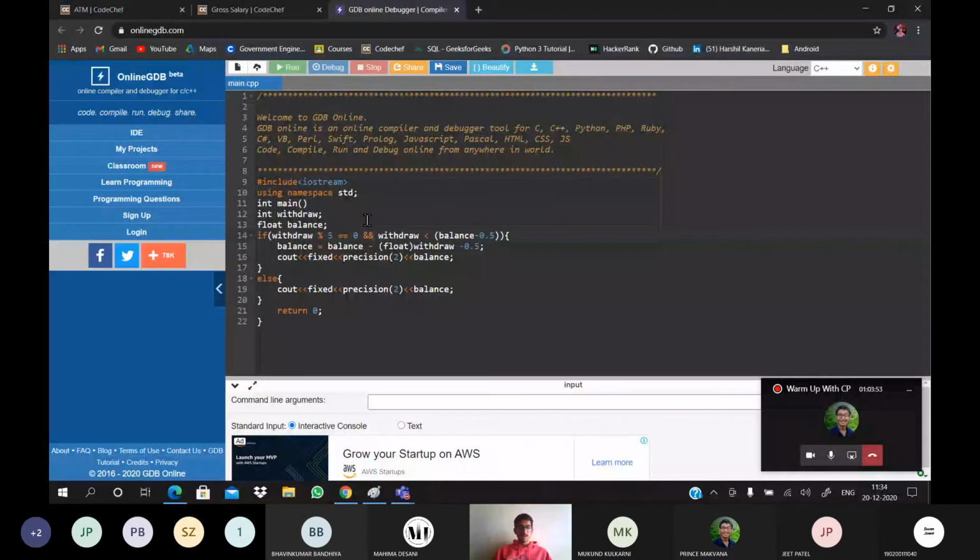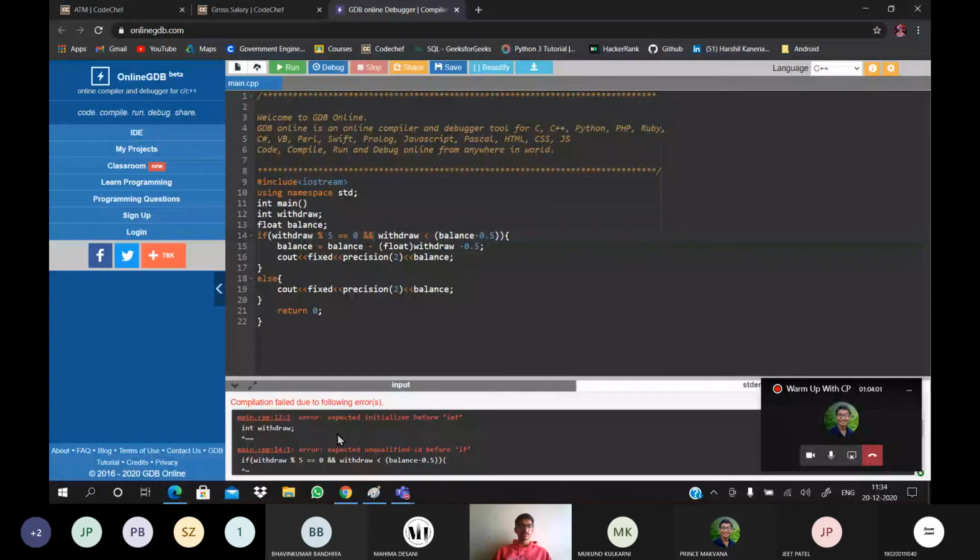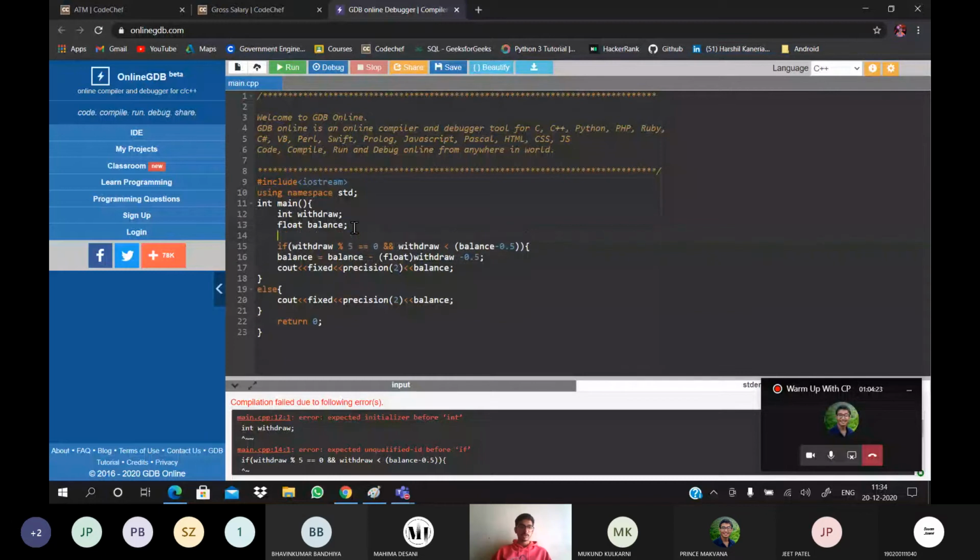Oh, there is an error: expected initializer before integer. Okay, I am forgetting this. Let us tab all so that we can really get it. First of all, we also want the amount of money which Pooja wants to withdraw, and then the amount of balance which Pooja holds.